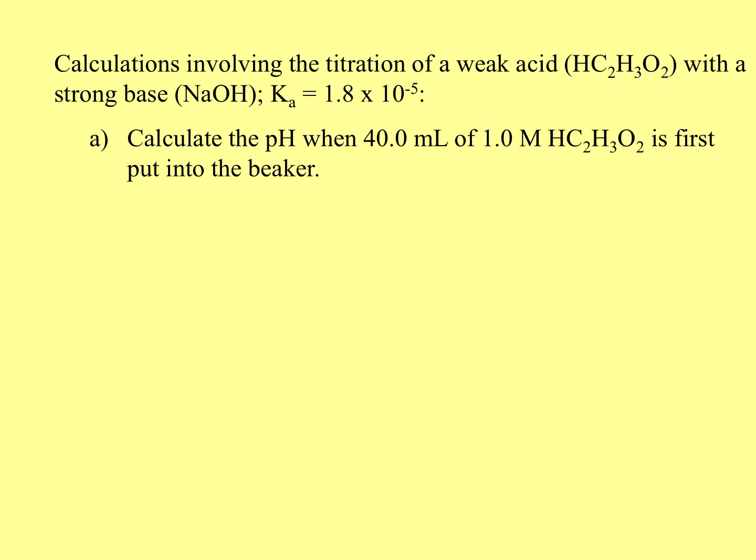Okay, so let's look at the calculations here. We're going to first start with the titration of a weak acid with a strong base. Calculate the pH when 40 milliliters of acetic acid is first put into the beaker. You already learned how to do this in the last chapter, so go ahead and pause the video and work out the calculation.